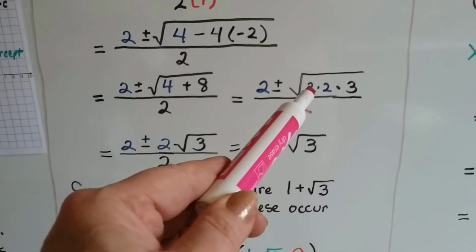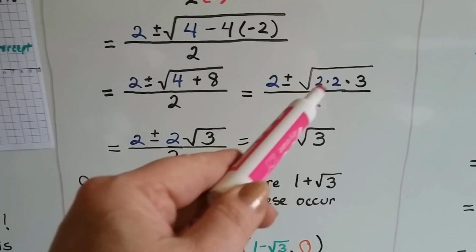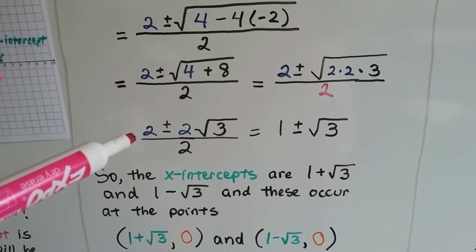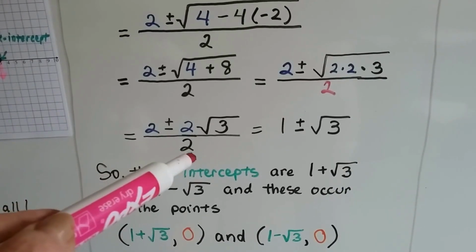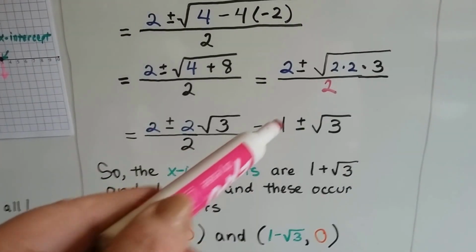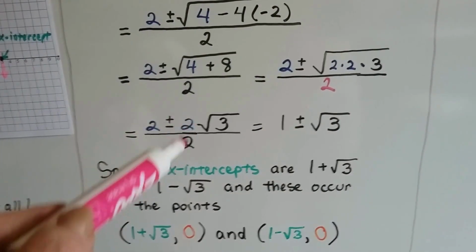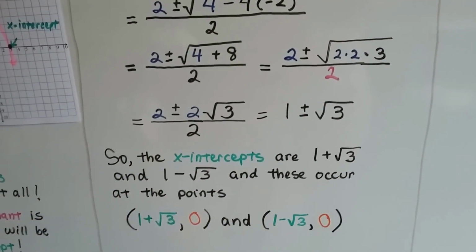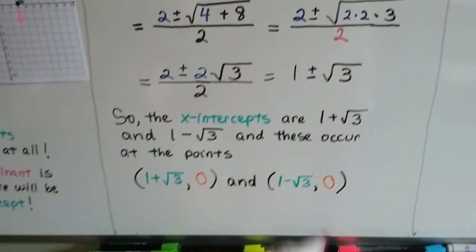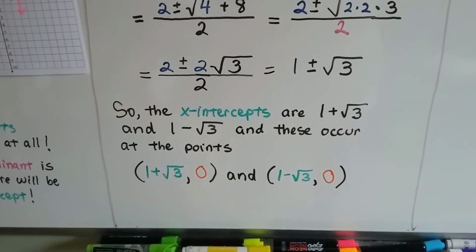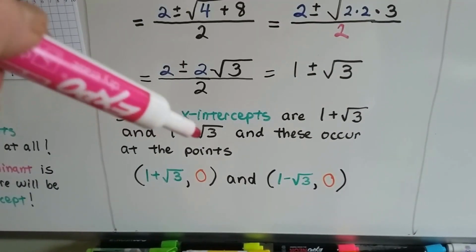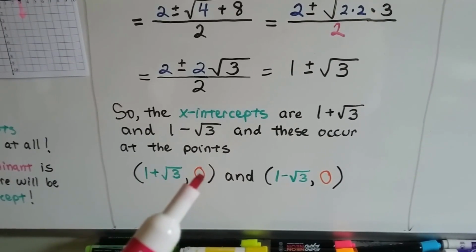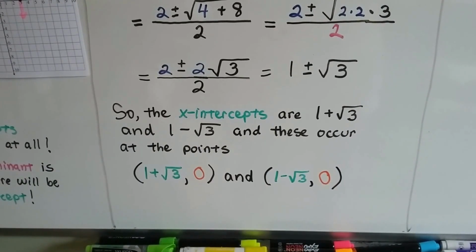That means we can pull one of the two values out of the radical sign, like this, and we can simplify this. This 2 divided by that 2 is a 1. Plus or minus, we get another 1, so that's an invisible 1 that's in front of the radical sign, isn't it? The square root of 3. Now, because that's plus or minus, our x-intercepts are 1 plus the square root of 3 and 1 minus the square root of 3. And they occur at the points (1 plus square root of 3, 0) and (1 minus square root of 3, 0).